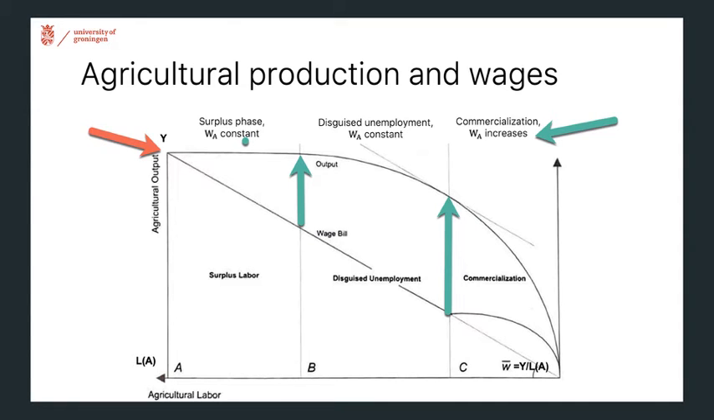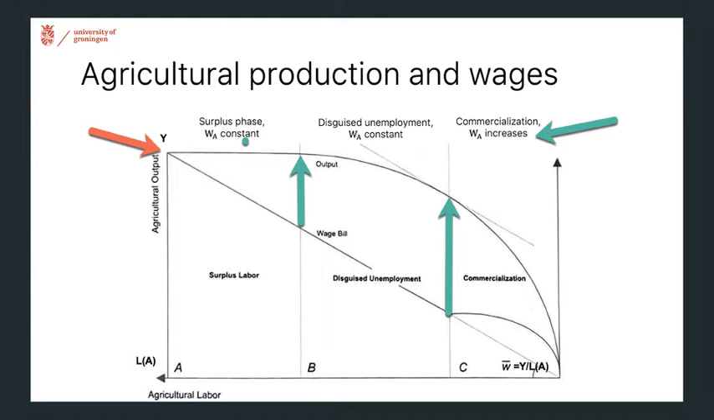As we get to the commercialization phase, though, workers start having a marginal product that's larger than W bar. How do we see that? Well, the tangent here on the production function has the same slope as this diagonal line here. So the marginal product at this point exceeds W bar. That's why we know that at that point commercialization phase starts.